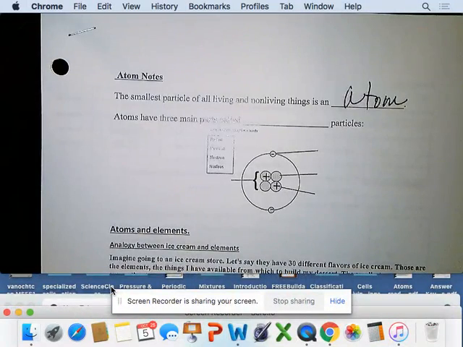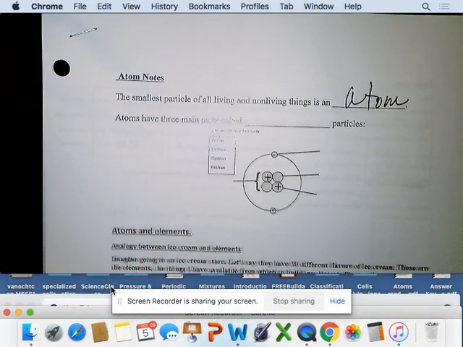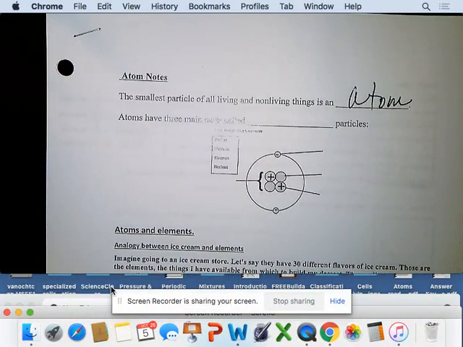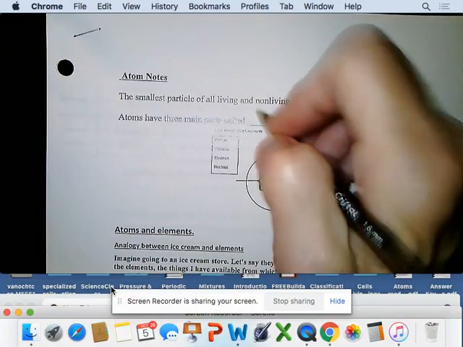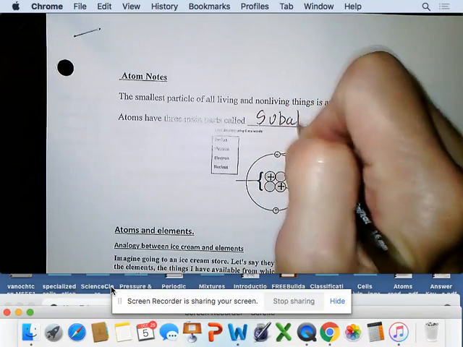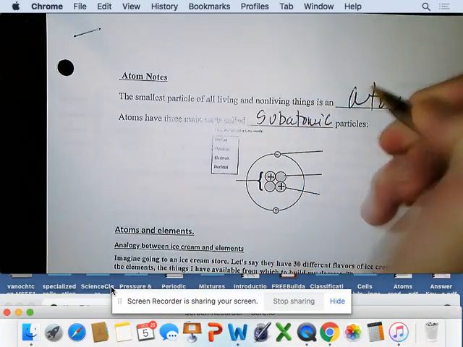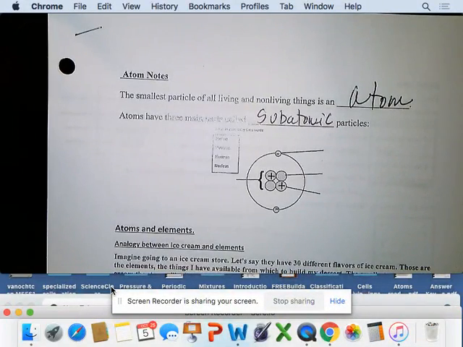So atoms have three main parts called, does anybody remember what the protons, neutrons, and electrons are called collectively, Maggie? Yeah, subatomic particles. Remember, we said the prefix sub means below, like submarine. So these are below the level of the atom. They're the smaller particles that make it up.